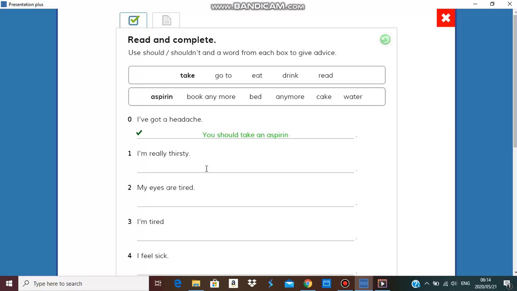Let's look at the second one. I'm really thirsty. Which one goes here? Drink. Okay. You should drink. And which one from the second box? Water. You should drink water.